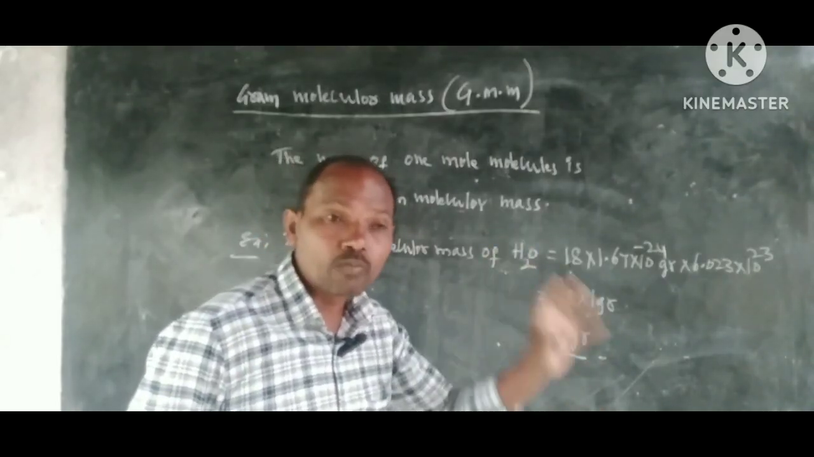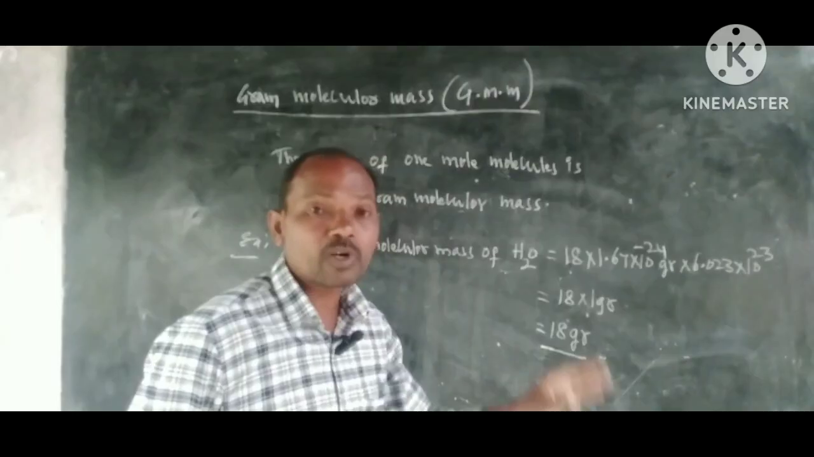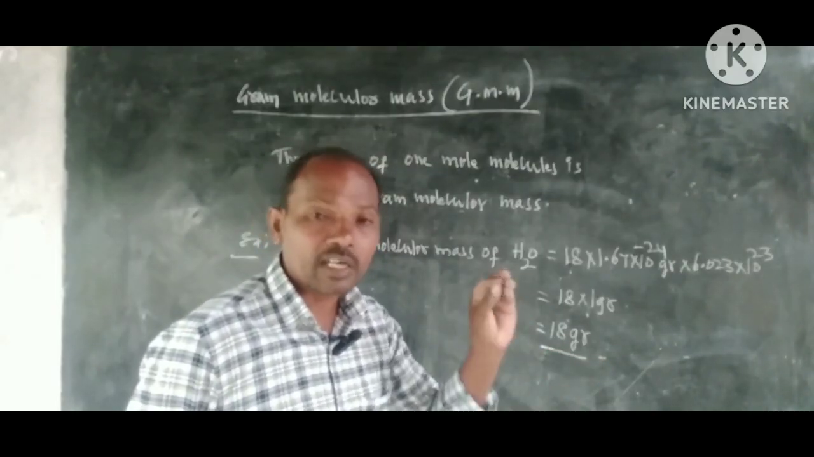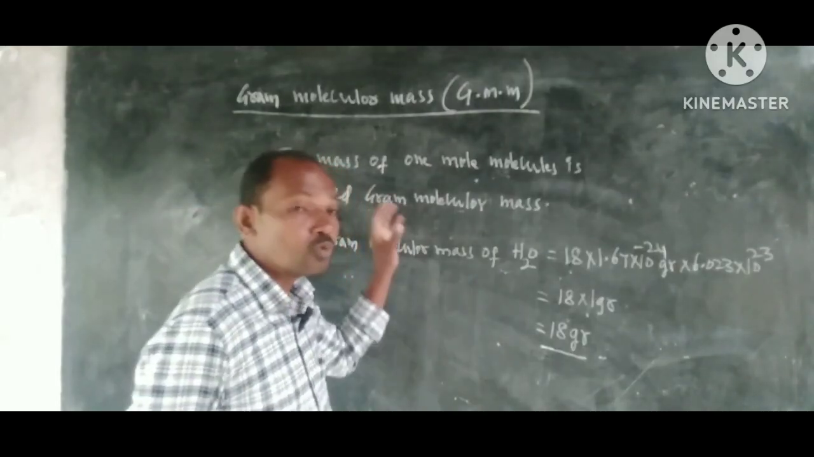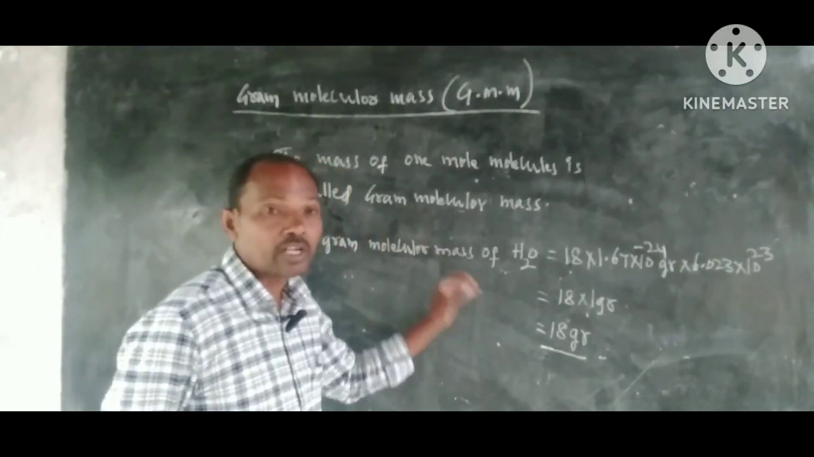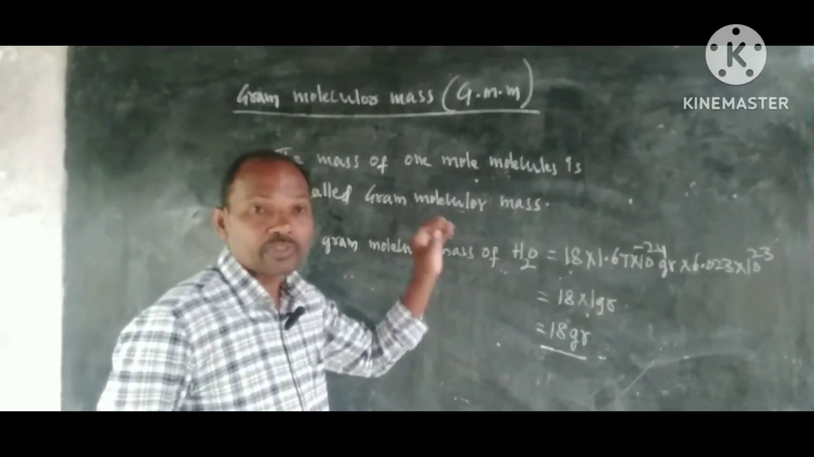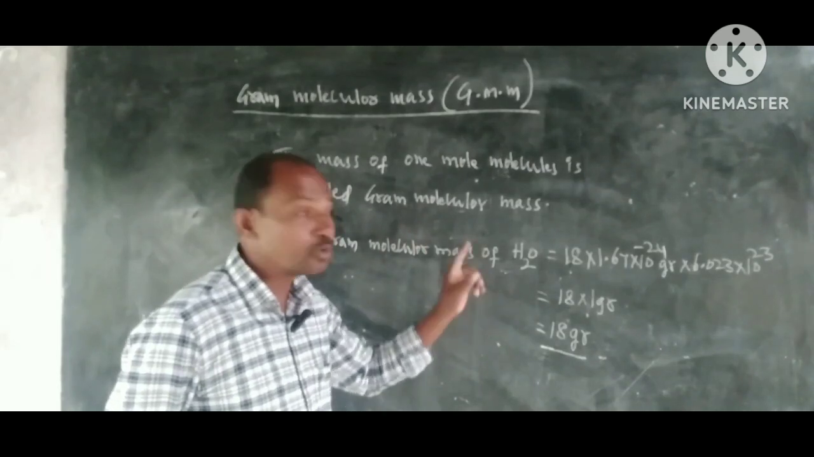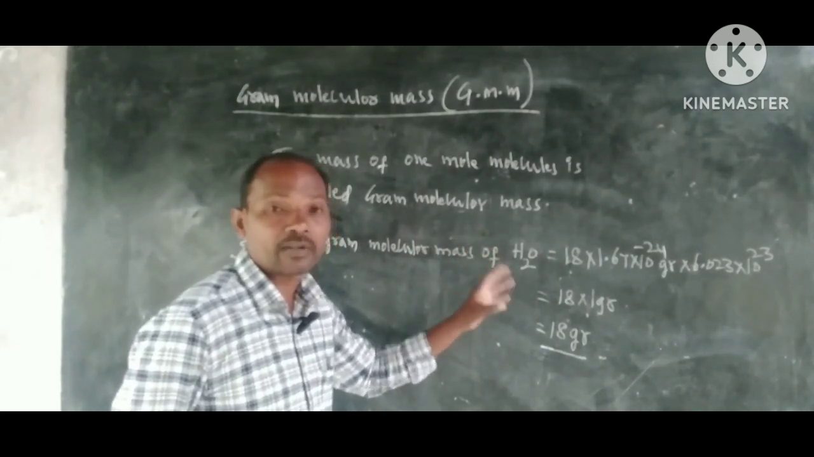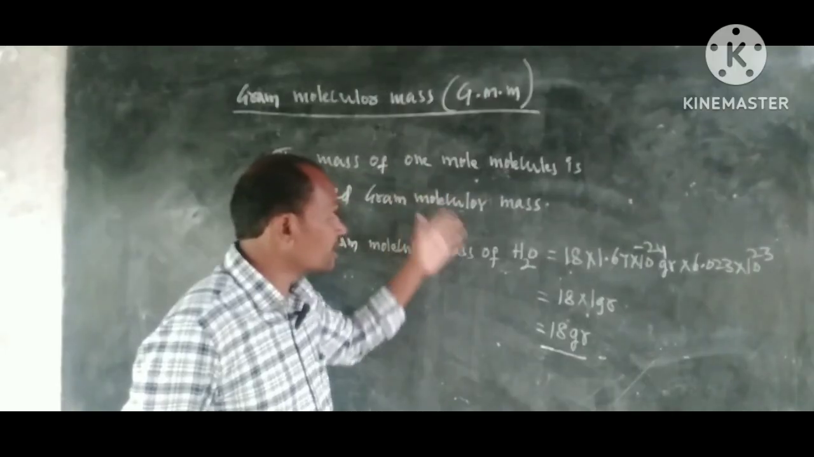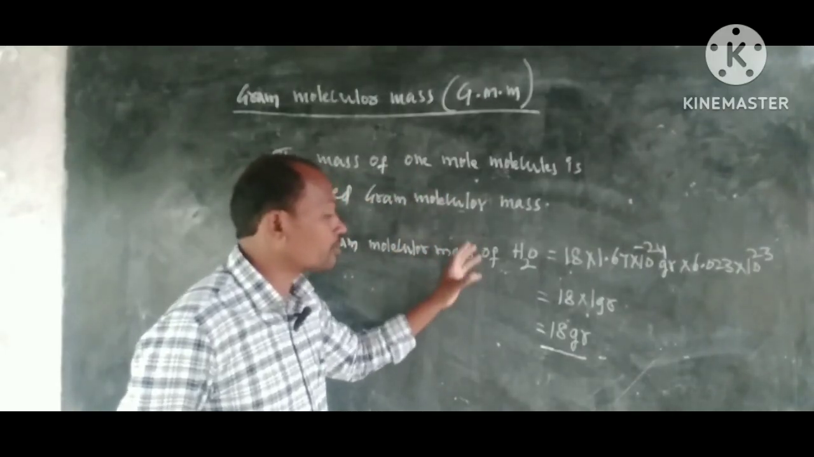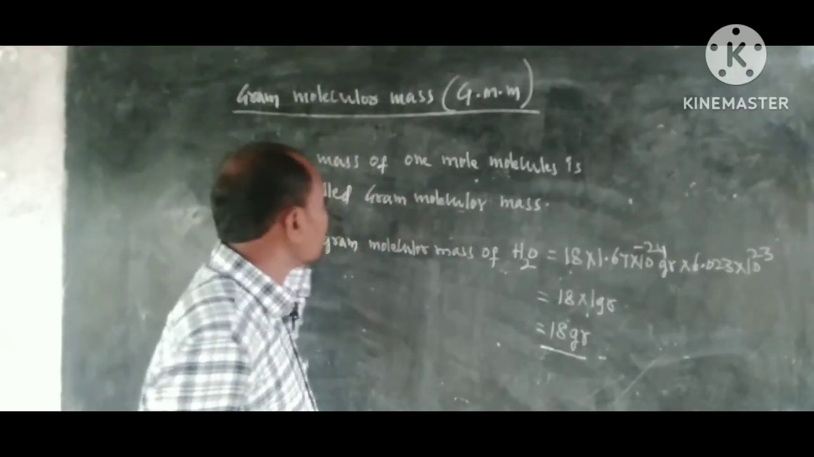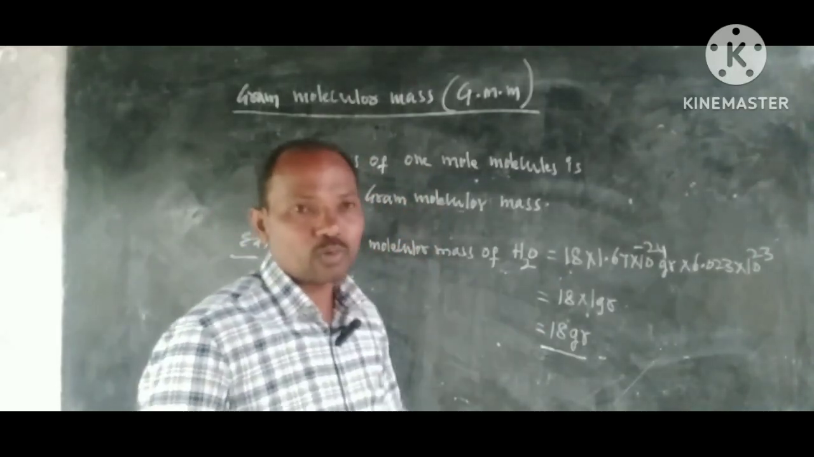The mass of 1 mole of atoms is called gram atomic mass. The mass of only one atom is called atomic mass. The mass of only one molecule is called molecular mass. For one atom or one molecule, the units are AMU, Da or u. But for gram atomic mass or gram molecular mass, the unit is grams. Okay students, thank you.